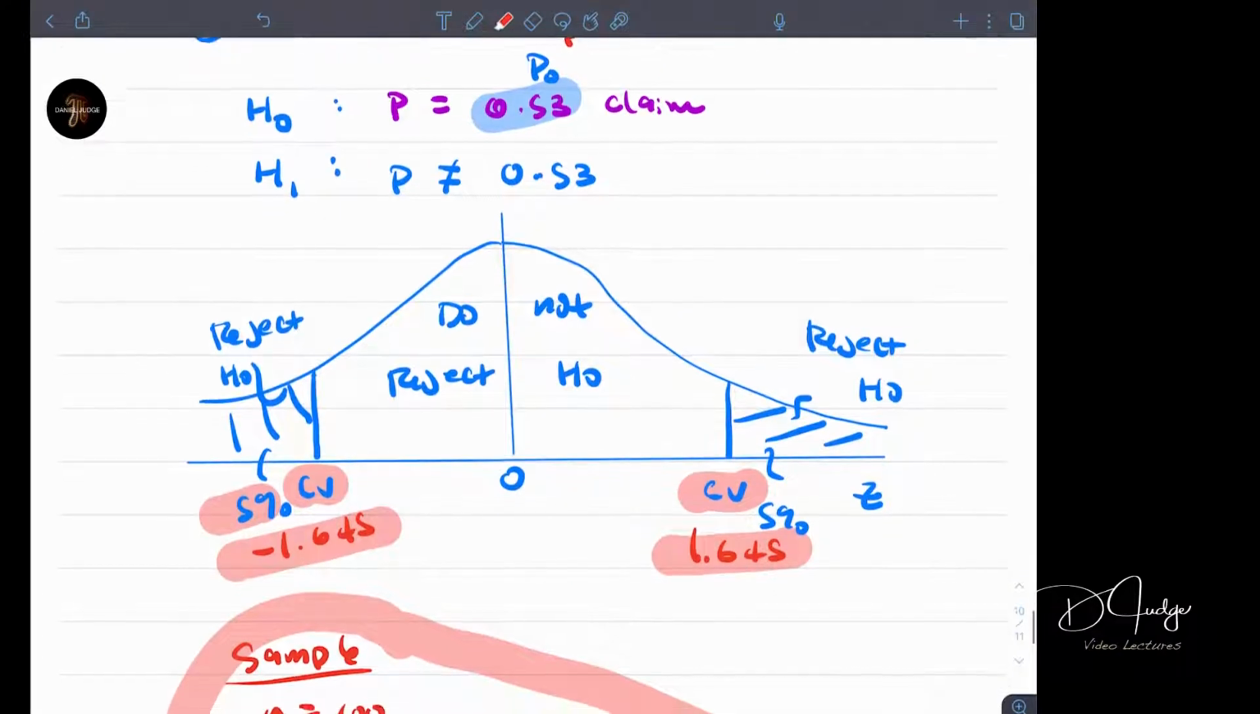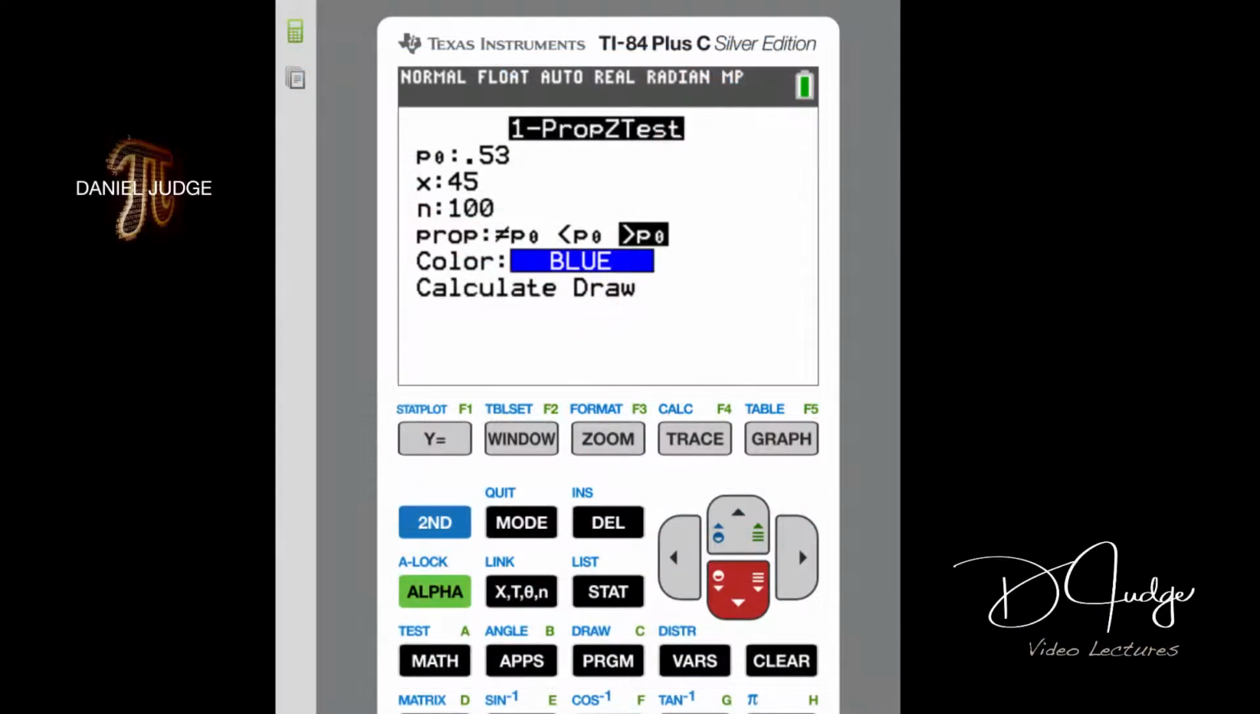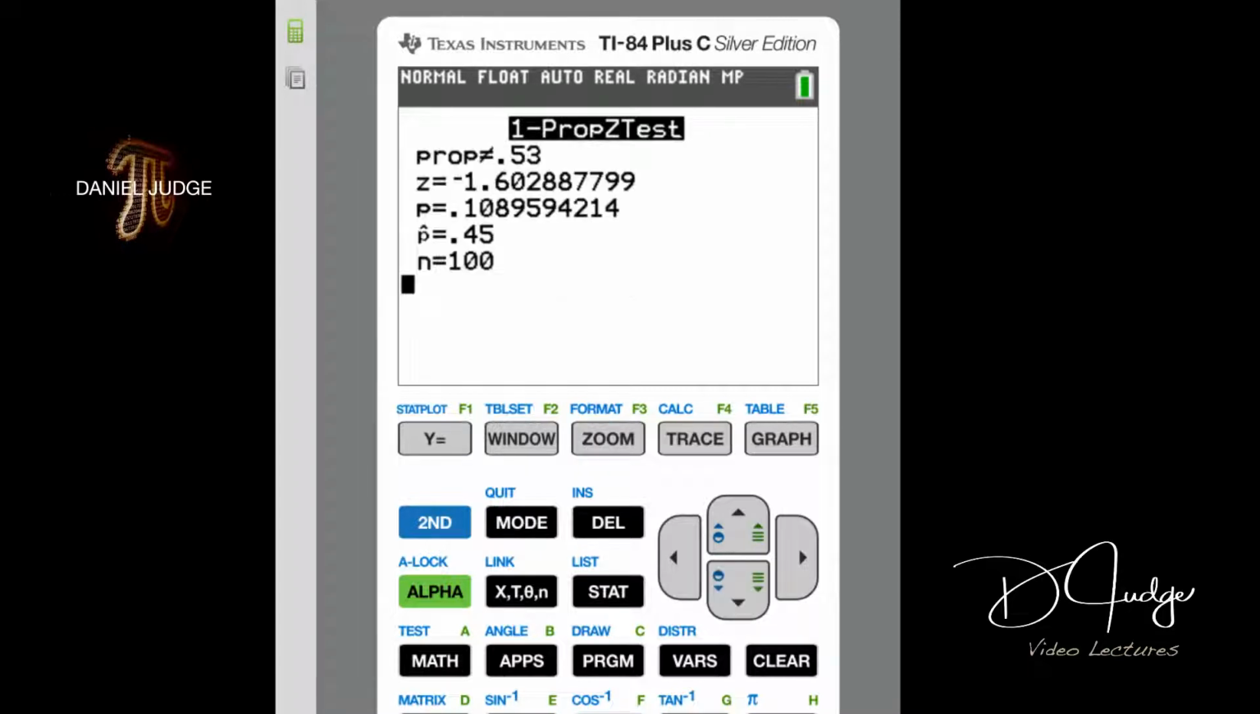Two tails. Okay, good. Nice. So put that not equal for two tails and hit calculate. So remember your z-value now. Z-value here is negative 1.60. That's the test statistic. Approximated to the nearest thousandths, and I'm going to tell you guys why.